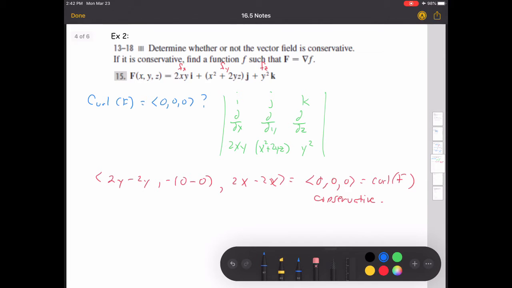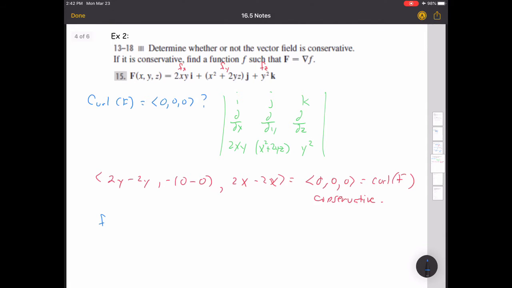All right, so let's start off with the fact that we know f sub x is 2xy, which means if I were to take the antiderivative of that with respect to x only, that's going to give us, what is that, x squared over 2. So x squared y plus some function of y and z. So we'll call that g of yz.